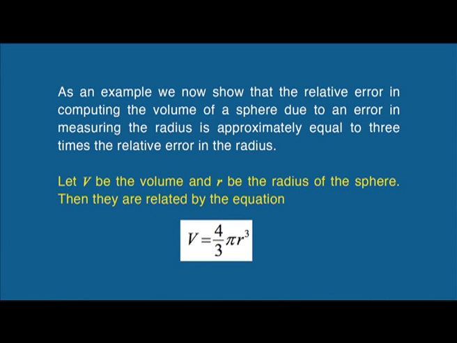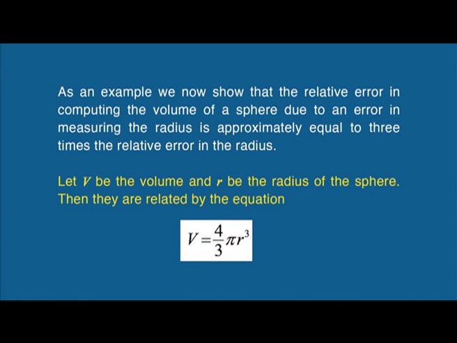As an example, we now show that the relative error in computing the volume of a sphere due to an error in measuring the radius is approximately equal to 3 times the relative error in the radius. Let V be the volume and r be the radius of the sphere. Then they are related by the equation V = (4/3)πr³.